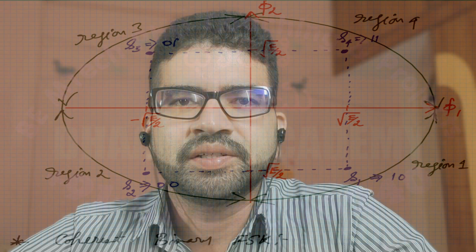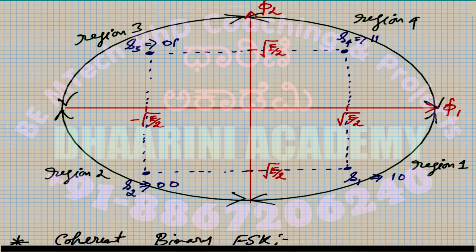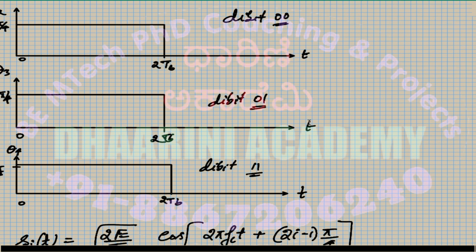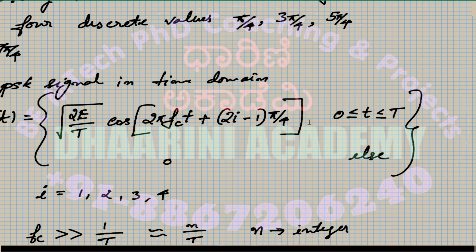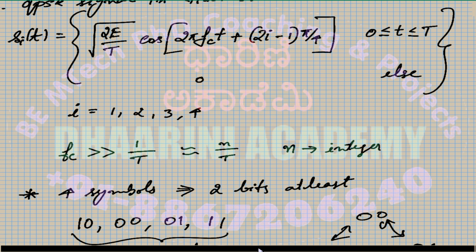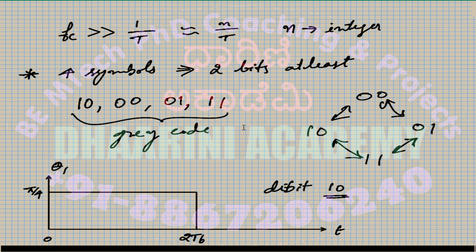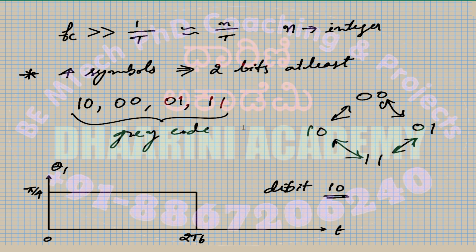In the previous class, we were looking at the quadrature PSK, where four different symbols were supposed to be sent using two different carriers. We saw that four different symbols are supposed to be sent using this particular equation, Si of t, with i varying from 1 to 4, and we used Gray coding for the change in the bits of such signals.